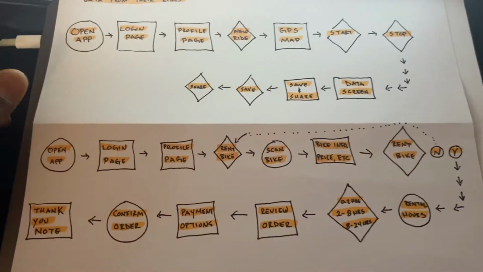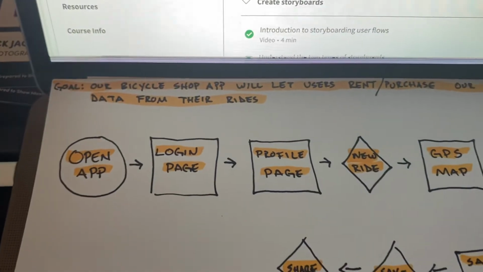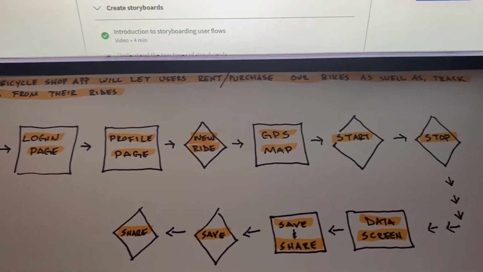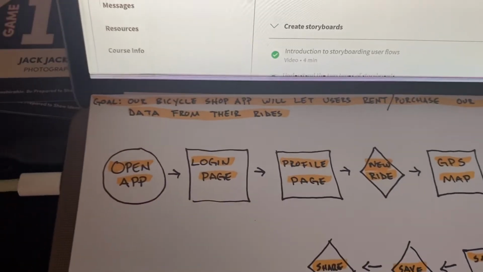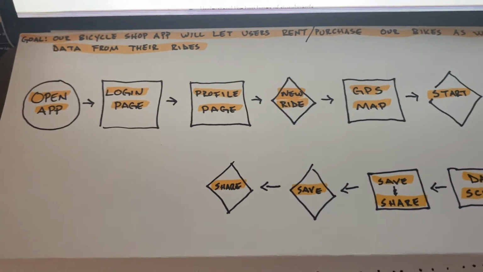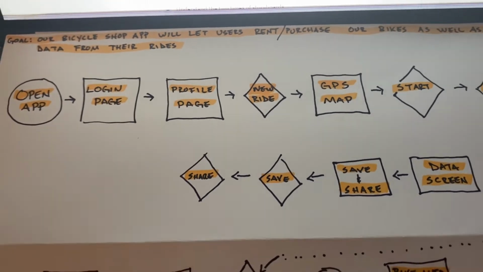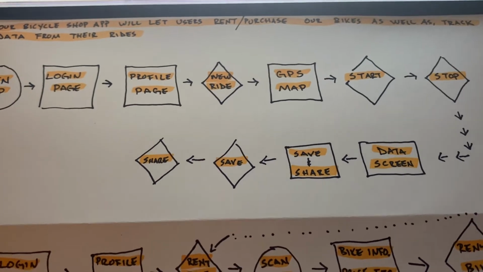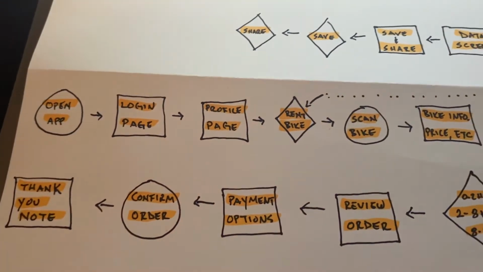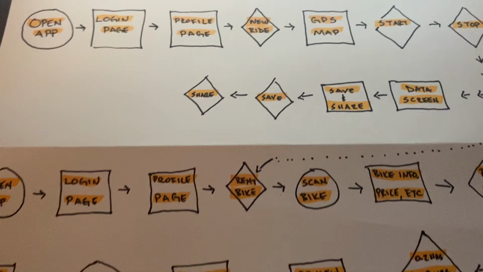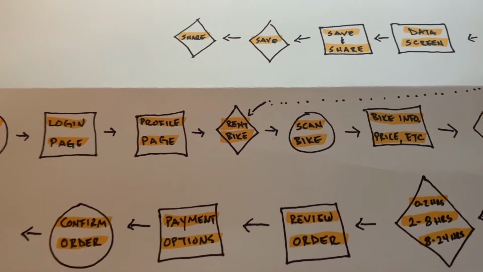Here's my storyboard. The goal: our bicycle shop app will let users rent and purchase our bikes as well as track data from the rides. So the user will open the app and go into the login page. The login page will show them the profile page where they can pick new rides, or they can rent a bike.